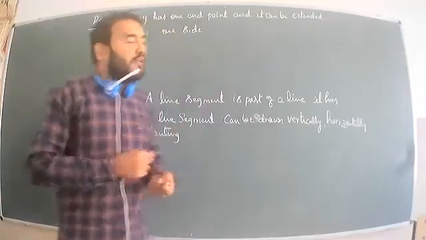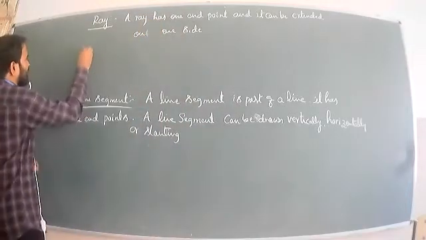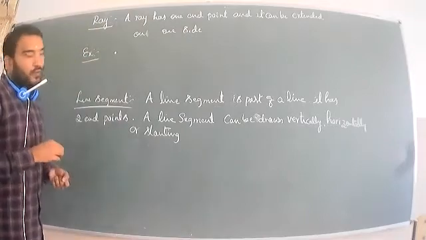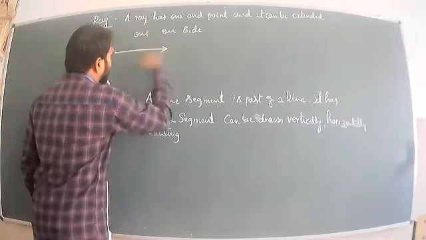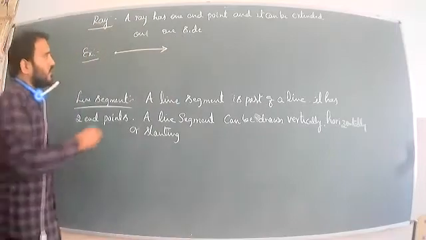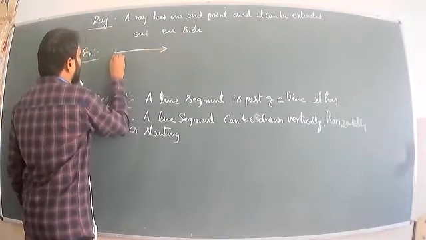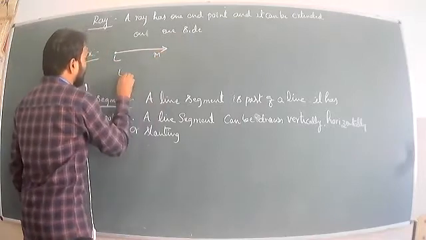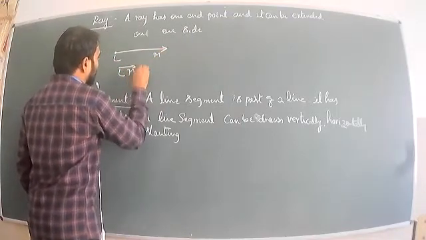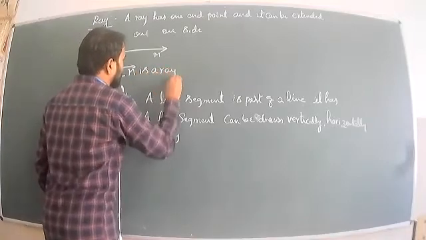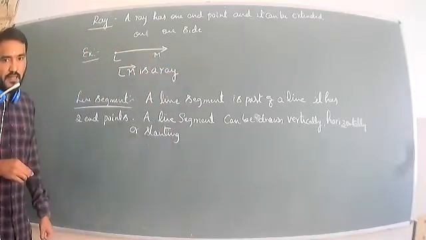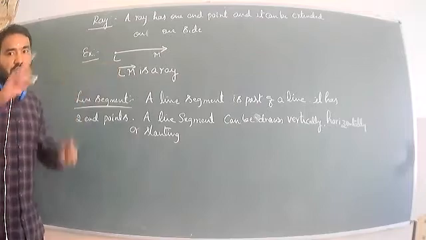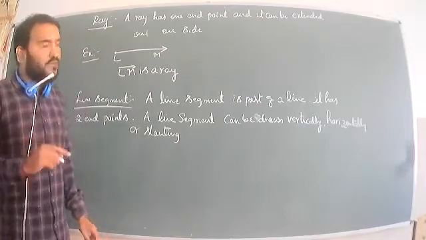So now we have to write the ray examples. This tells us one end point and one extended line. For L and M, we can represent it as LM is a ray. It is represented by this symbol, using a one-sided arrow mark, and we call it a ray.